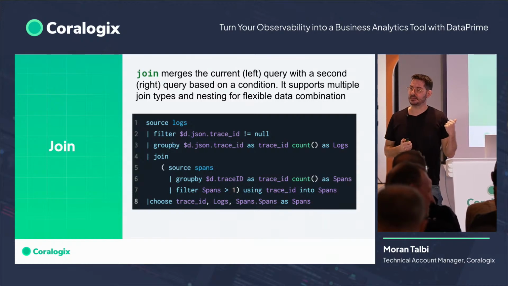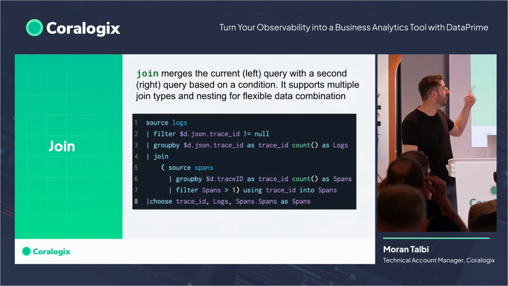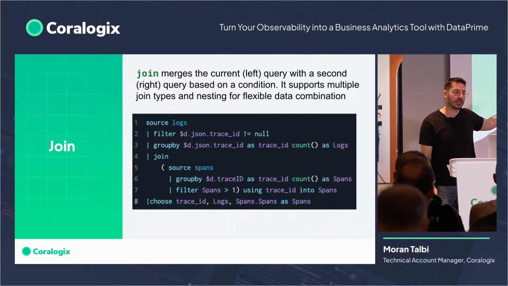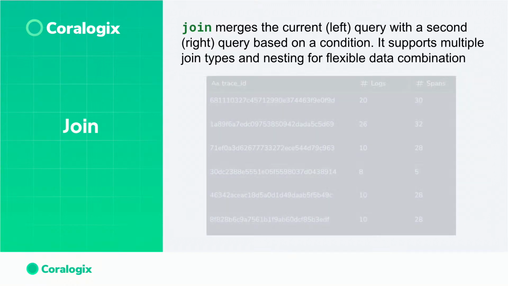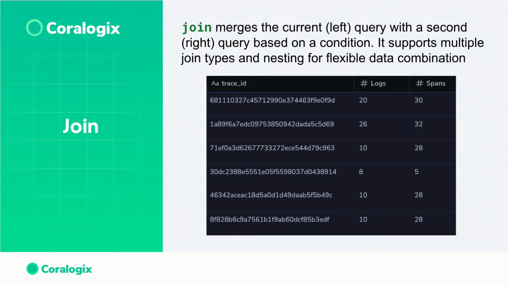The idea that I really wanted to bring here is, look at the source in line 1. The source is logs. Look at the source in line 5. The source is spans. So we are actually working simultaneously in the same query. We're covering 2 different types of sources, logs and spans. And the result looks like this. We actually get trace IDs.